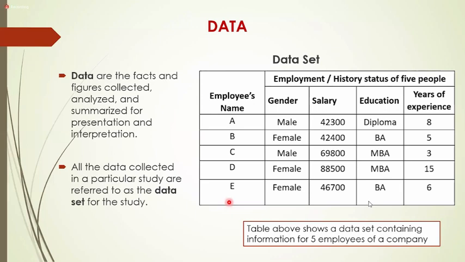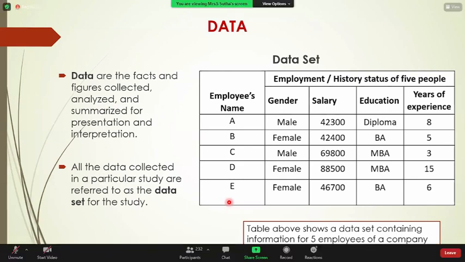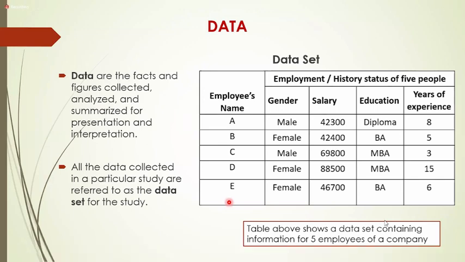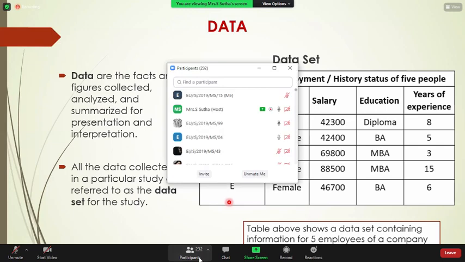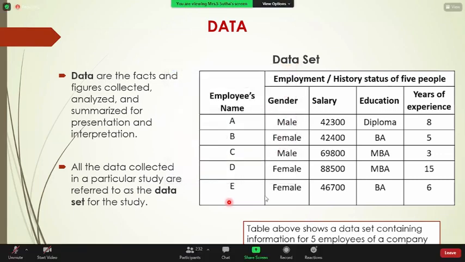Anyone, student, unmute your mic and say, according to the given data set, what are the characteristics of the employees we are looking at? Or what are the attributes of the employees we are looking at from this table? Gender, yes, gender, then salary, education, years of experience. Right? These 4 are the attributes or characteristics of the employees.